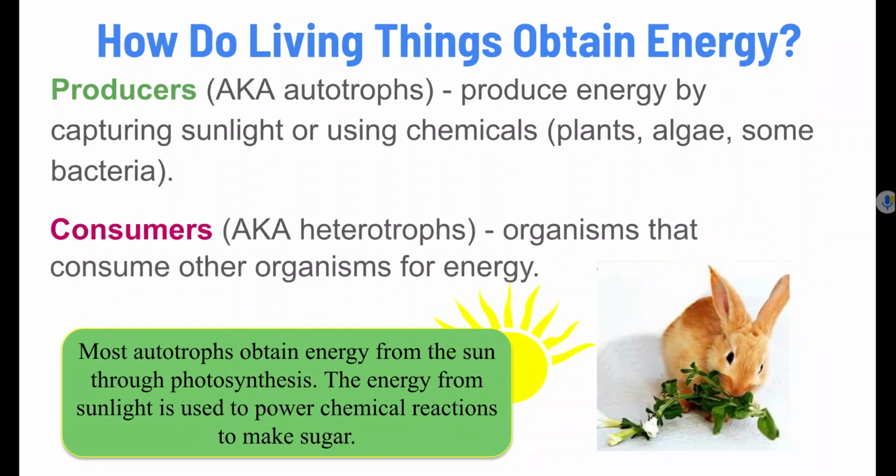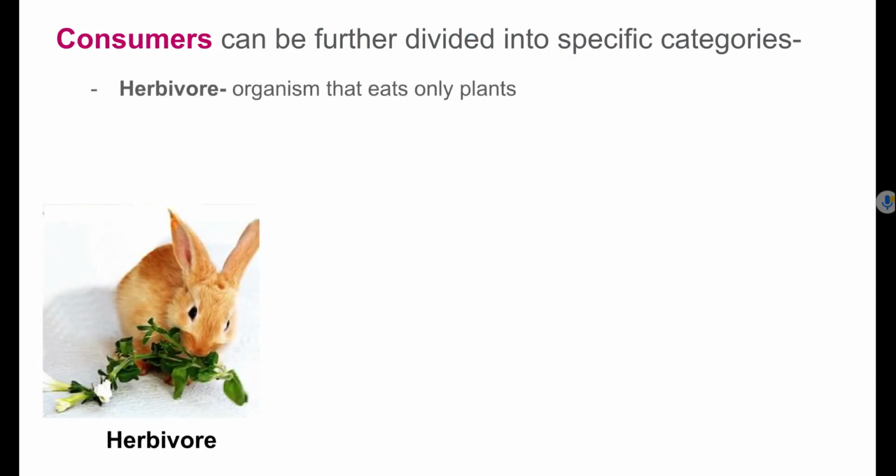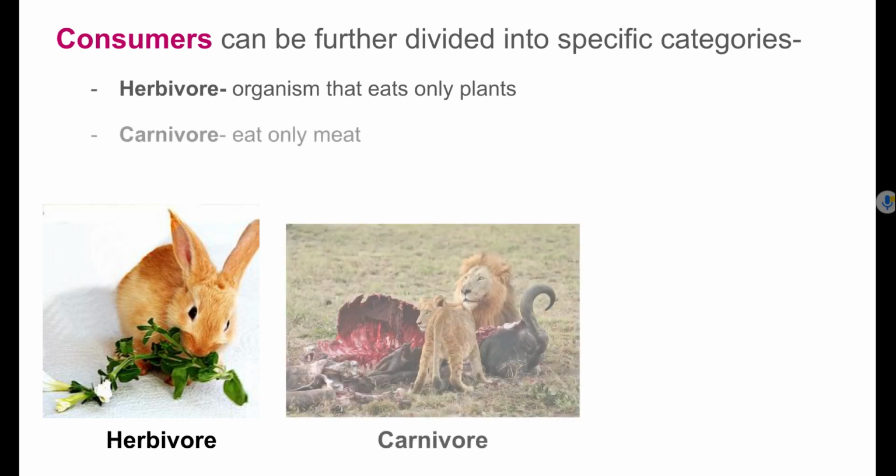If the living thing is a consumer, then the organism has to consume other organisms for energy. The rabbit on this slide is an example. It has to consume the plant for energy. Now, there are several types of consumers. Herbivores are organisms that eat only plants. A rabbit is an example of an herbivore.